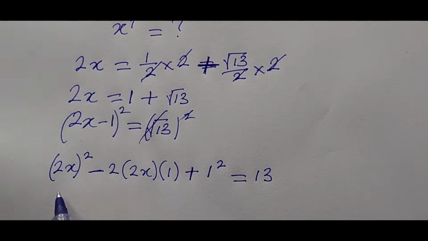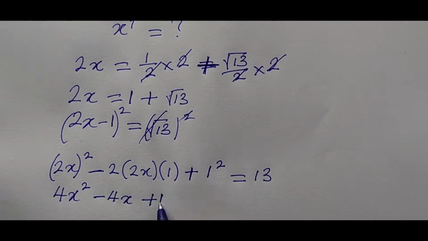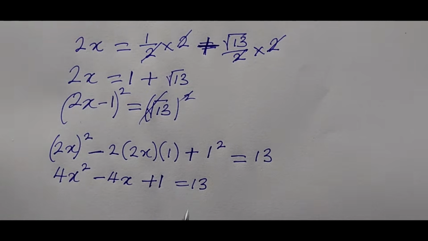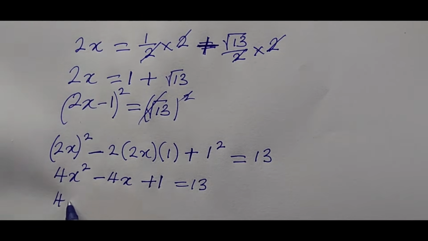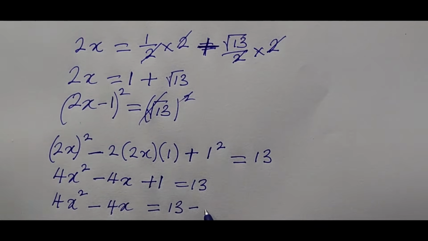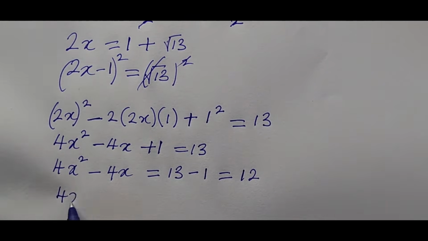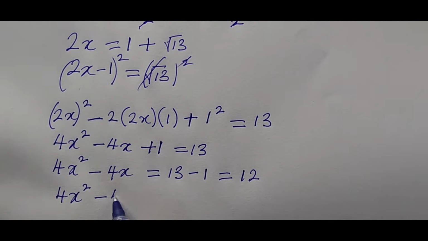If we open up, this is going to give us 4x to the power of 2, minus 4x, plus 1, equal to 13. Move this 1 to the other side. So we have 4x to the power of 2, minus 4x, is equal to 13 minus 1. And 13 minus 1 will give us 12. So we now have our equation: 4x to the power of 2 minus 4x equal to 12.